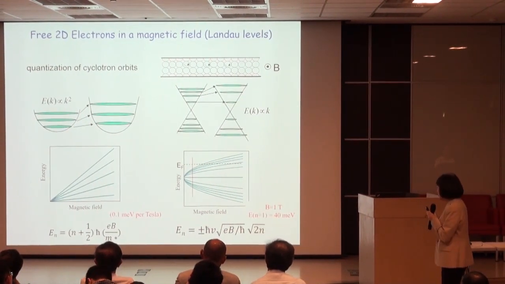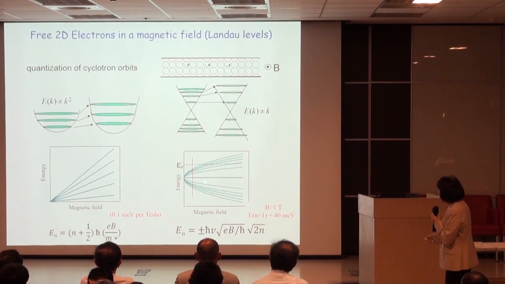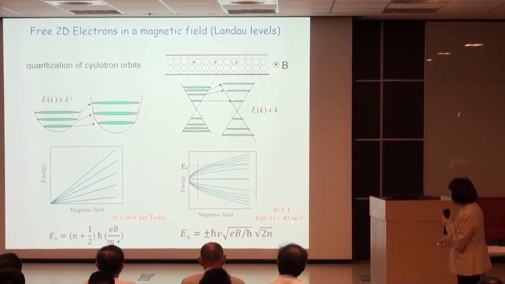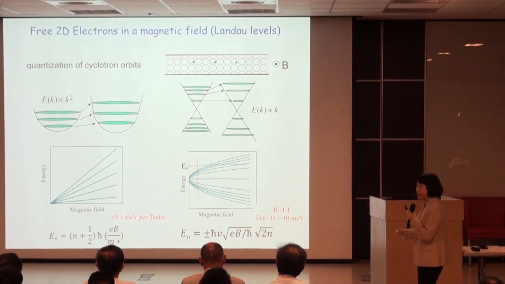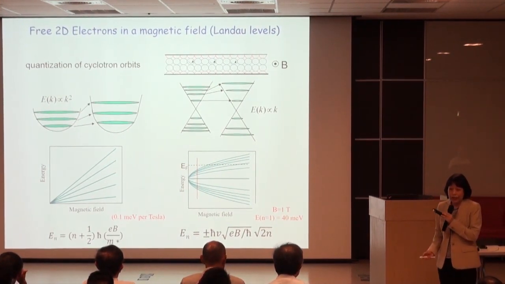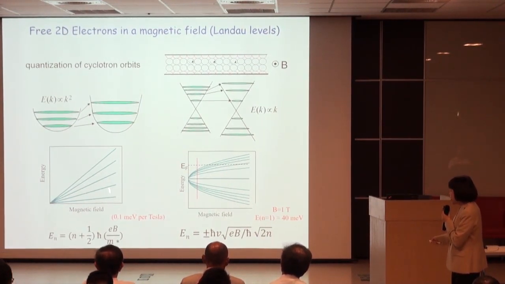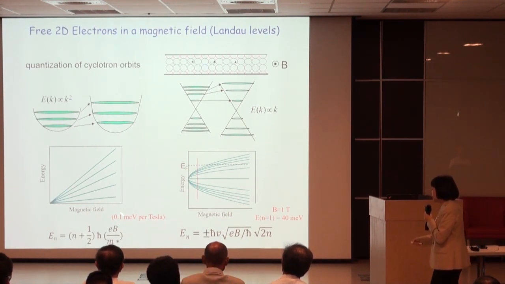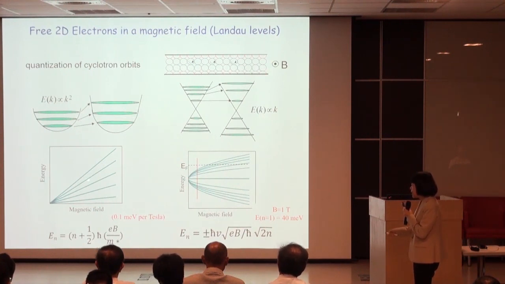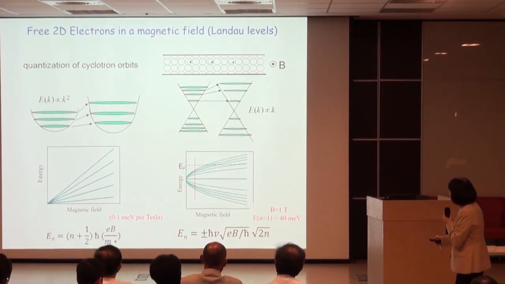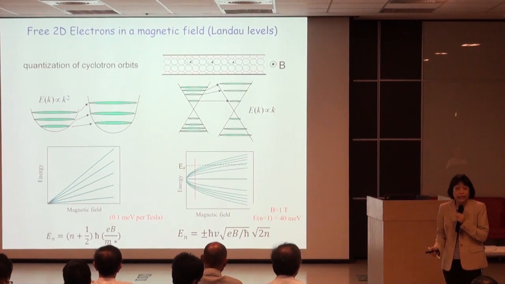And then if we just look at the energy scale for 1 Tesla, the separation of the levels will be 40 millielectron volts. That means you could do the experiments at room temperature in this system, versus the traditional two-dimensional electron gas measurements. If you want to separate the Landau levels, you really have to go down to very, very low temperature because the energy scale, the separations, are of the order of 0.1 millielectron volt. Okay. All right. So this is the usual thing you're going to see in the textbook.